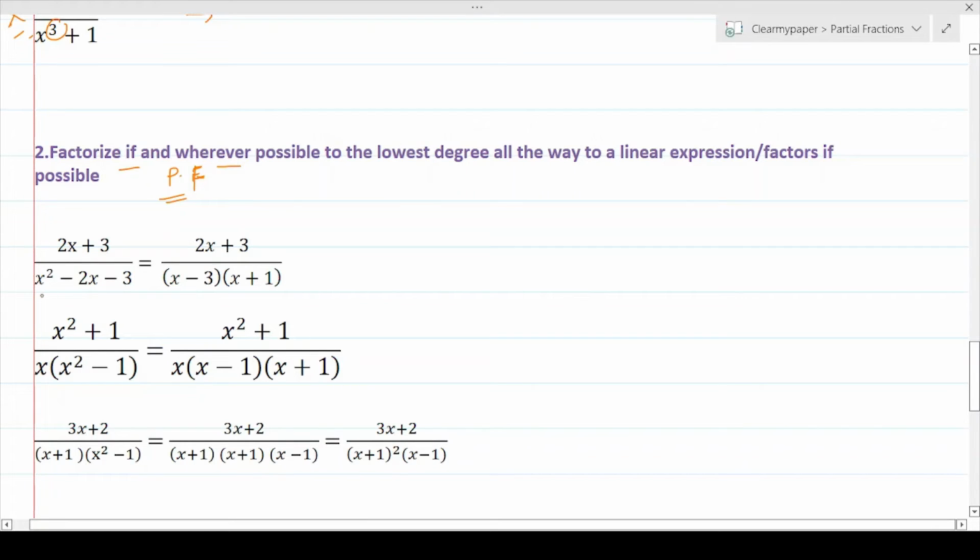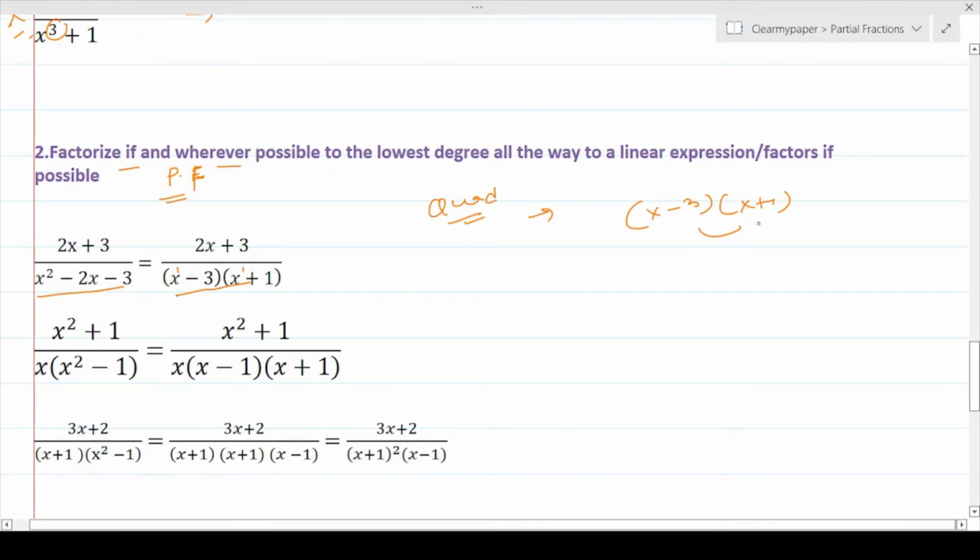We have x square minus 2x minus 3, and the denominator is quadratic in nature. But can it be factorized? Definitely yes: x minus 3 and x plus 1. We break down this quadratic expression of degree 2 into two simpler linear factors of degree 1 each. This is the simplest form we can get; we cannot get any simpler than that. So in this case, the denominator can be factorized, because if you multiply these brackets, you'll get back the original expression.